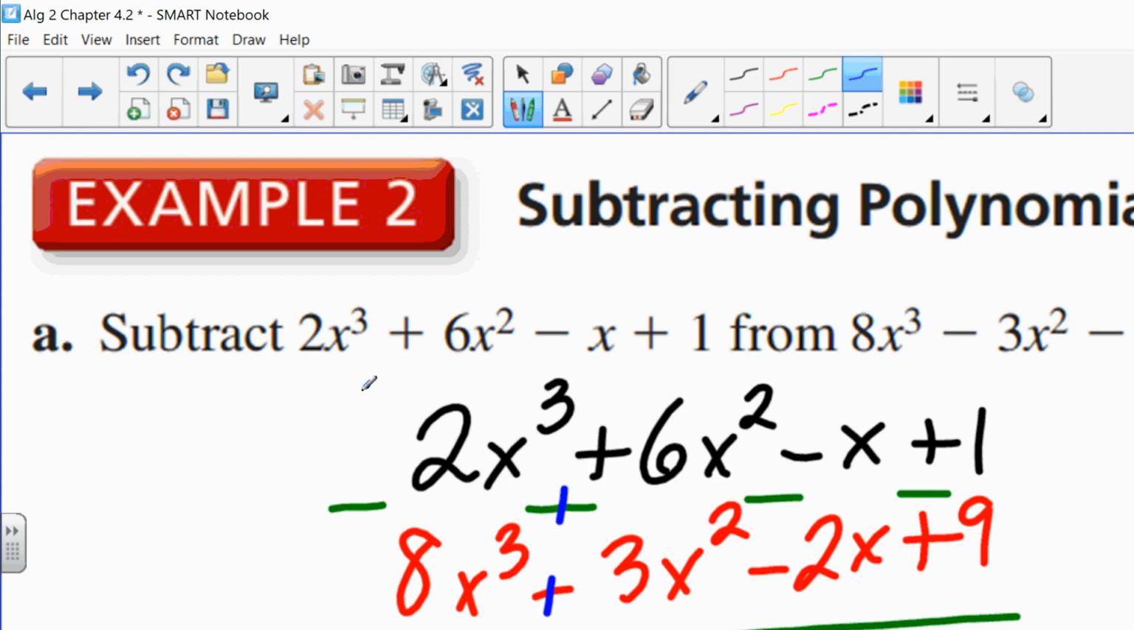We can move on to the next one, negative x minus negative 2x. Well, the negative and negative would make a positive, so negative x plus 2x is plus x. And lastly, 1 minus 9 is negative 8. And that's our answer.